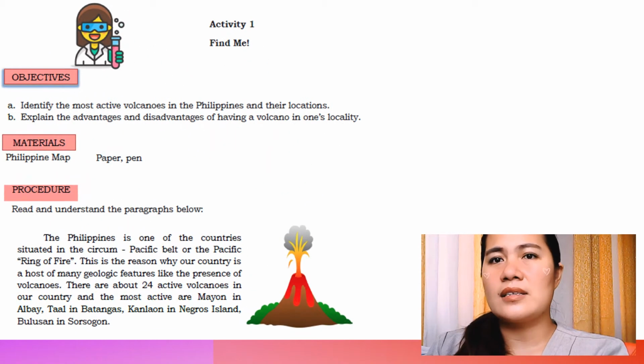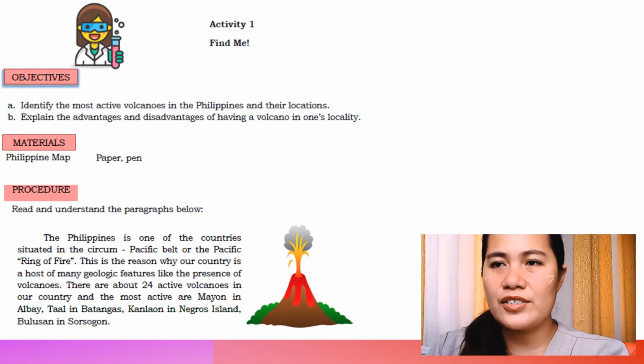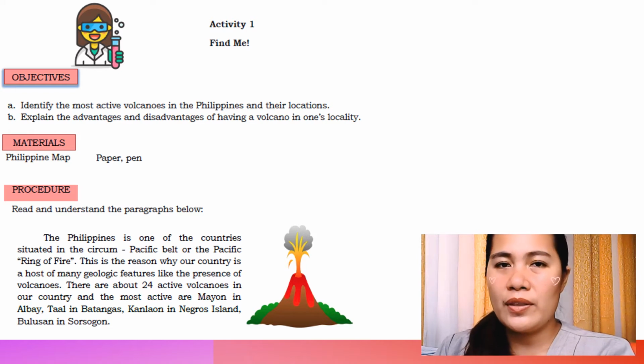Then, the set of activities. Activity number 1 is entitled Find Me. It is simply understanding and reading of a text. So there, you will read a paragraph or paragraphs. So I will read it for you in this video.